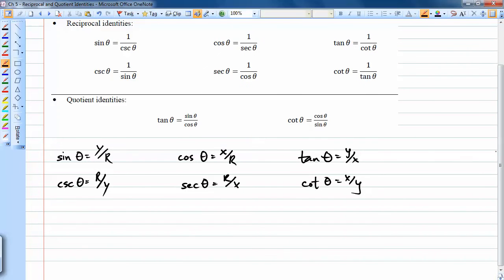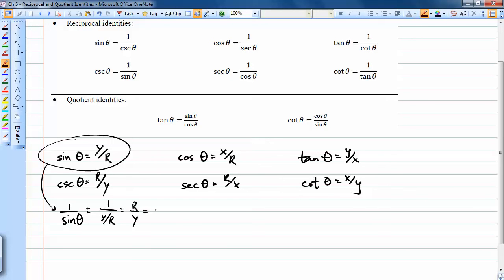If I take sine theta here, and I look at 1 over sine theta, well, that's the same thing as 1 over y over r, which is the same thing as r over y, which is the same thing as cosecant theta. So you can basically do that with any of these things and end up with the flipped version of it. So that's how we end up with all 6 of these reciprocal identities.